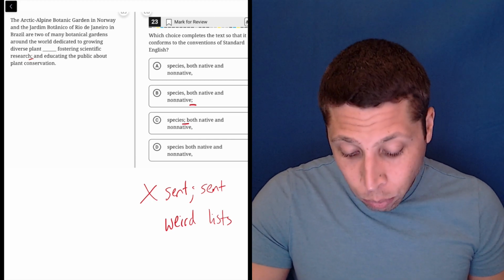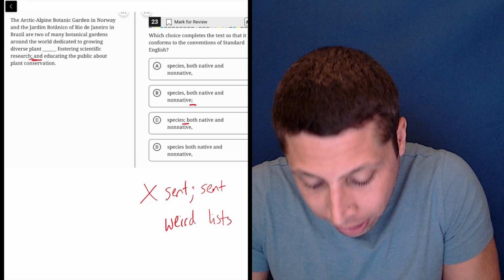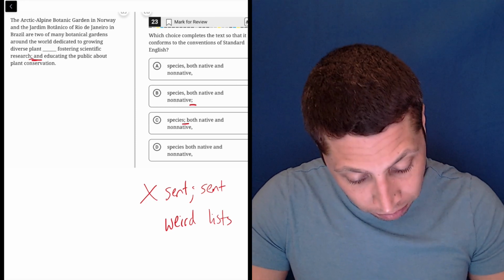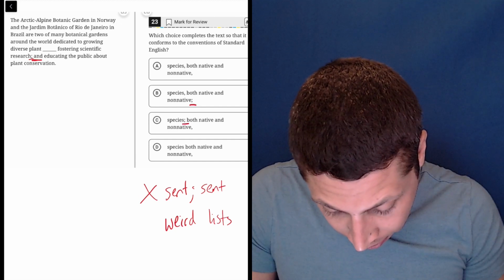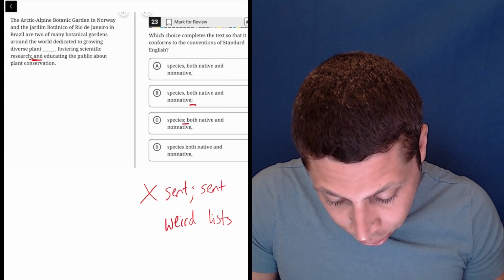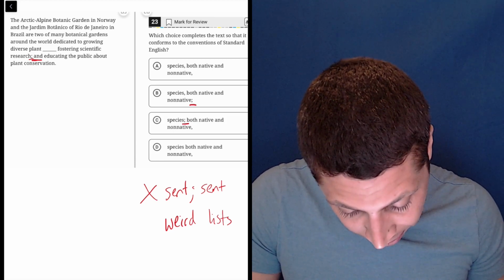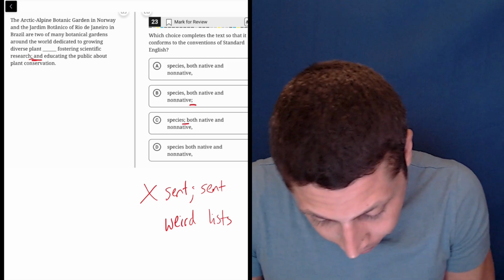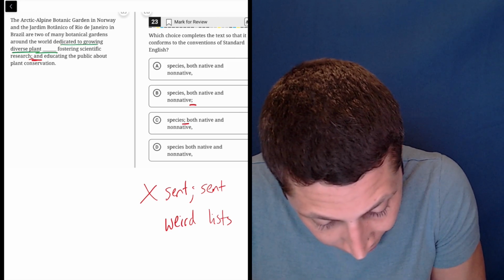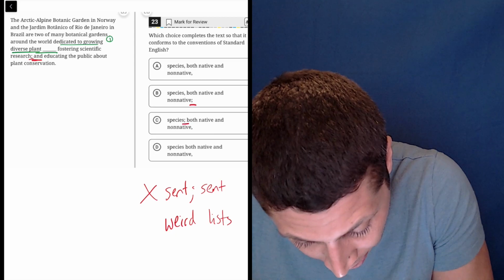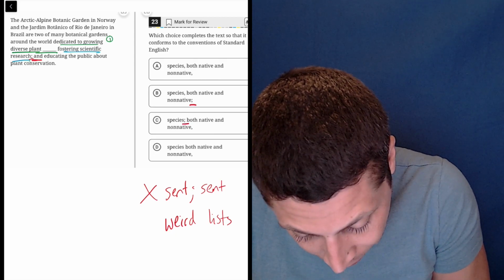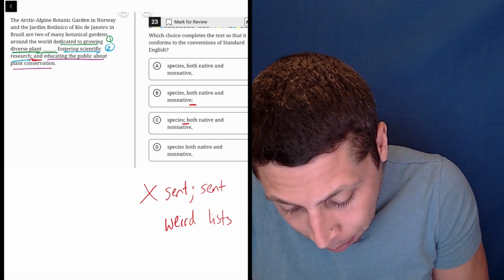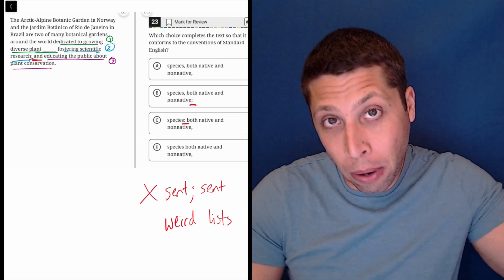So I know I'm going to need one, mostly because I see that it's a semicolon and an "and" here, and so I can see the list forming. What are the components of the list? Two of the many botanicals around the world dedicated to growing diverse plant species, both native and non-native. So that's the first piece. Dedicated to growing diverse plant species, that's one. Then it switches. Fostering scientific research, that's two. And then the final piece is and educating the public about plant conservation, right? So there's three components here.